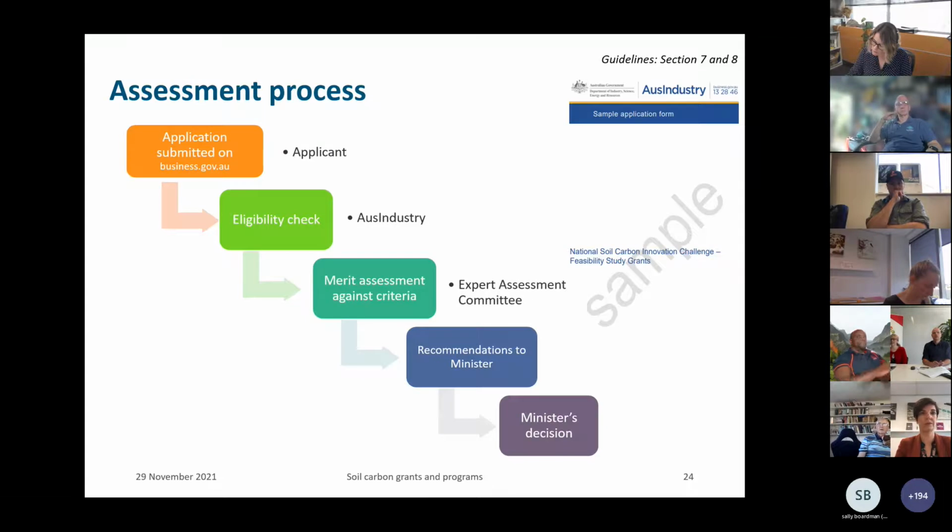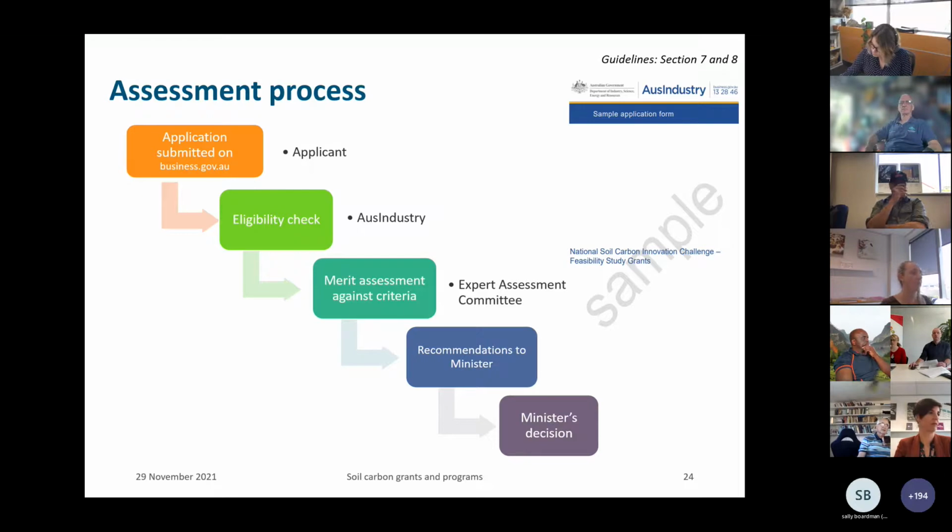You can see on this slide the basic assessment process. Before applying, we recommend that you not only read through the guidelines, but also the sample application form and grant agreement. Your application will be submitted through the Innovation Challenge page on business.gov.au. The online form captures the information required by the department to assess and manage your application.